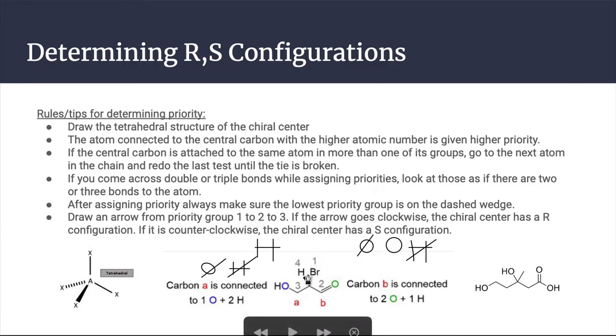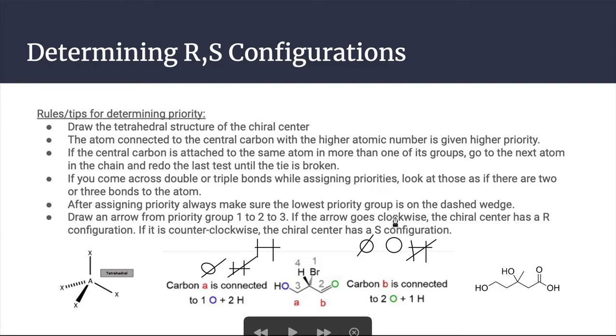So you could do either one of these 3 methods, whichever one is easier for you. So the last step, which I've been alluding to a lot, is drawing the arrow. You would draw an arrow from priority group 1 to 2 to 3. If the arrow goes clockwise, the chiral center has an R configuration. But if it is counterclockwise, the chiral center has an S configuration.